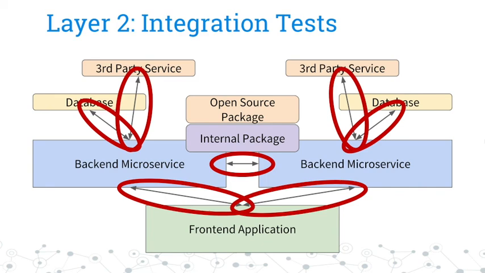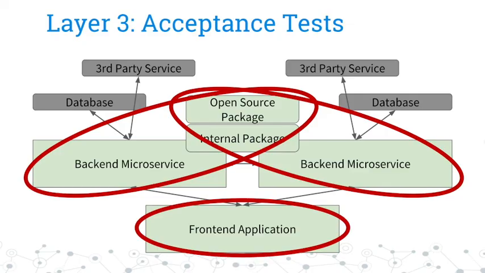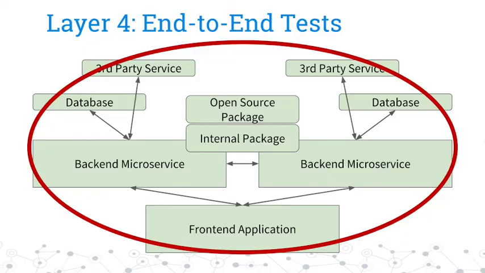So integration tests, in my vocabulary, tend to test between the services and the databases, services and their connection to each other. And then acceptance tests are going to test individual services as a whole without the connections to third-party services. So they're kind of like a mini end-to-end test. And then the very last layer are end-to-end tests that cover the whole application where we set everything up at once and get it running.